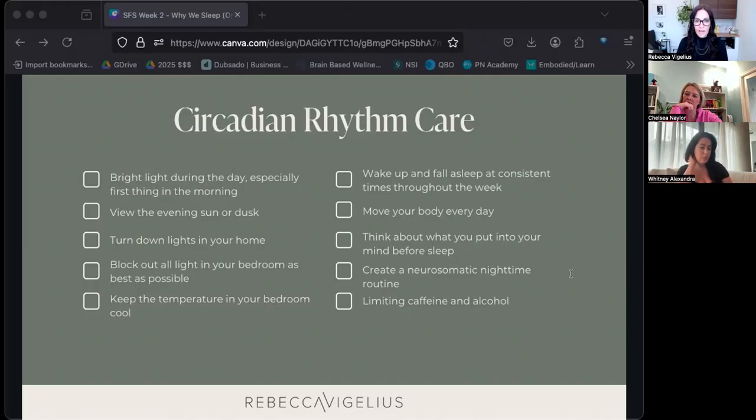We can look at our eating habits. So your body can anticipate regular meal times. That means we're not going to have those giant glucose and cortisol spikes that keep us awake and keep us from falling back asleep when we're waking up at 3 a.m.